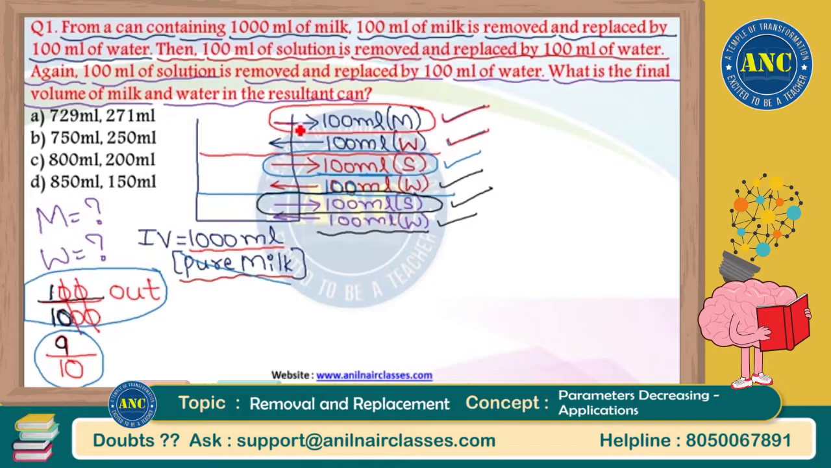I am taking milk outside the vessel. If I am taking milk outside the vessel, then milk is the parameter that is decreasing. I am adding water inside the vessel. That means water is the parameter that is increasing. But the key point says we should work with the parameter which is decreasing.